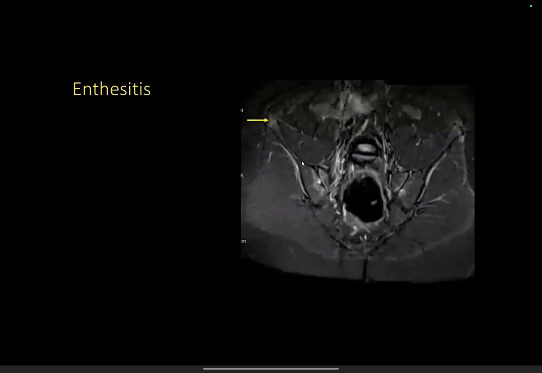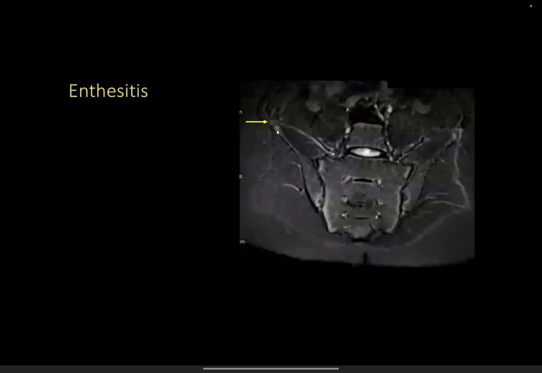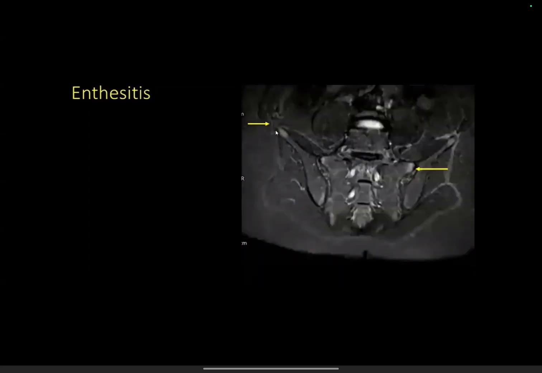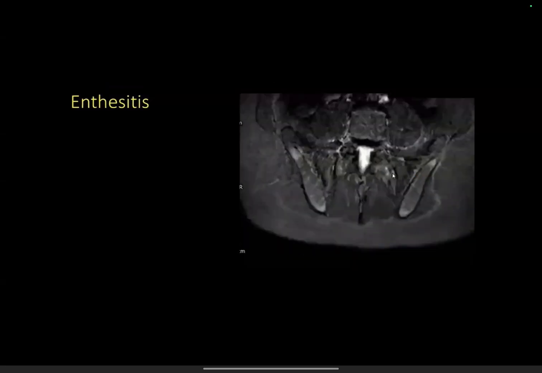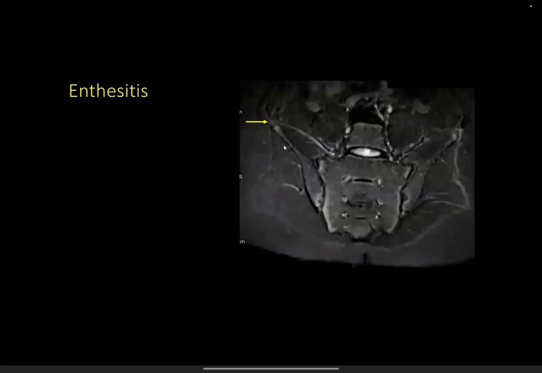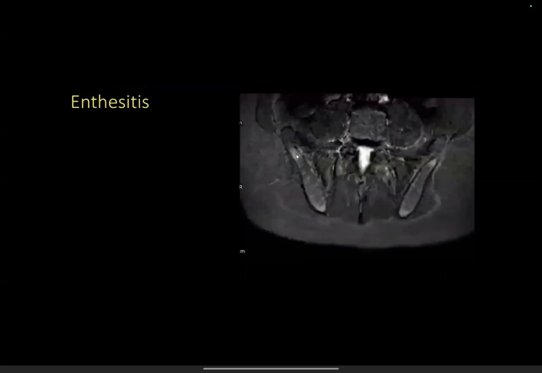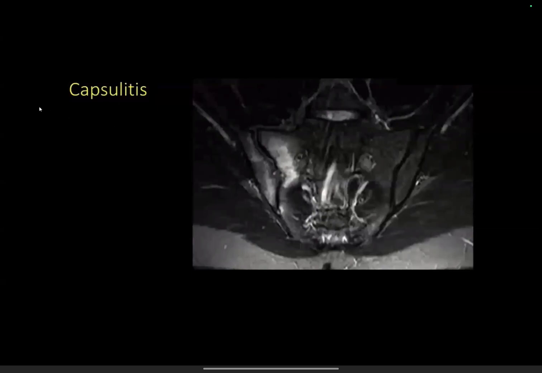Now, enthesitis. Enthesitis, as we said, is where the ligaments directly attach to the bone. So here on coronal, along the iliac crest, we are seeing some hyperintensity. This is where the tendon attaches, and the hyperintensity constitutes enthesitis, right? Here again, all along the superior aspect of the iliac crest is a common site of enthesitis.